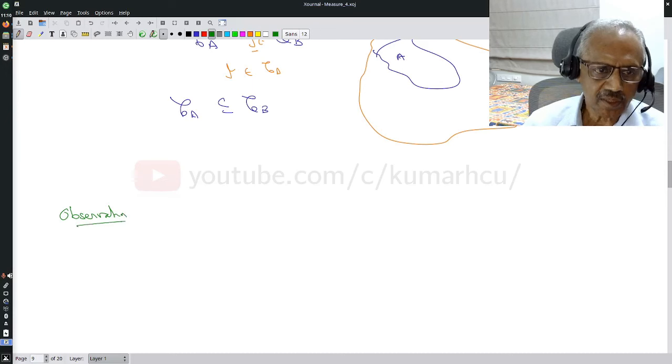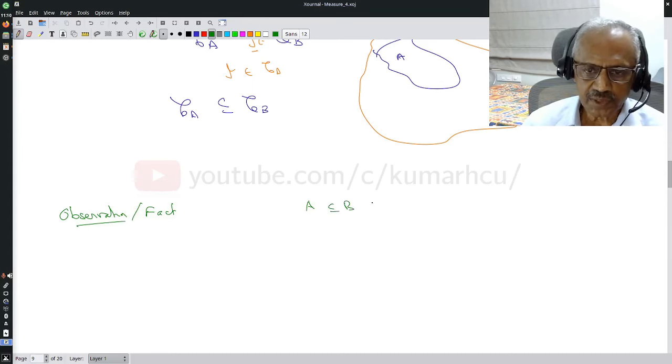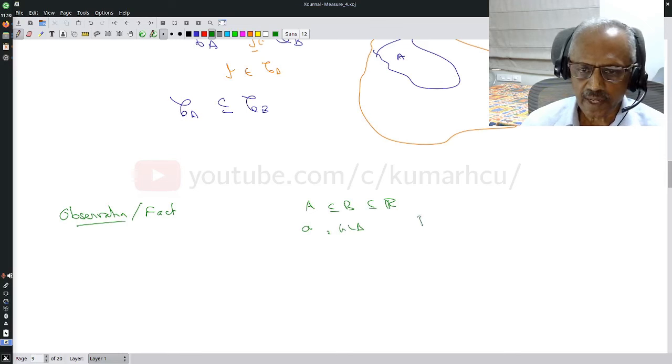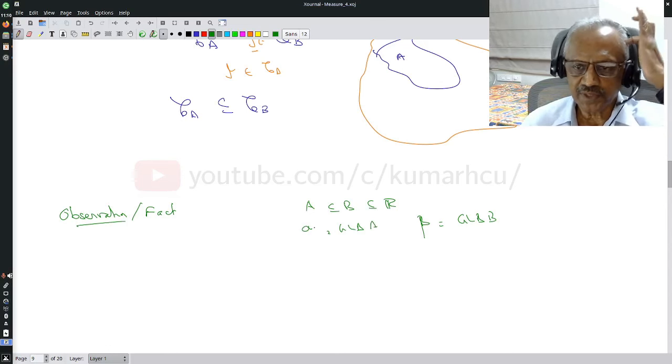Now, this is the next observation one has to learn, a fact about GLB. If A and B are subsets of real numbers, and suppose alpha is the GLB of A and beta is the GLB of B, then what is the relation between alpha and beta?